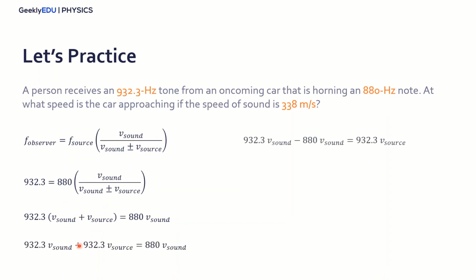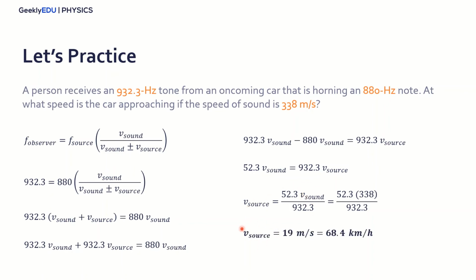We can keep on going with the equation, and we find that the speed of the source is 52.3 times the speed of the sound divided by 932.3, alright? And from here we get that the speed of the source is 19 meters per second, or 68.4 kilometers per hour. Now, just out of curiosity, for those who know music, this frequency here is the equivalent of the A5 note, and this one is the A sharp 5, okay? So in order to experience this change in pitch of one semitone, the source needs to be moving at 68.4 kilometers per hour for you to experience this change from A5 to A5 sharp.